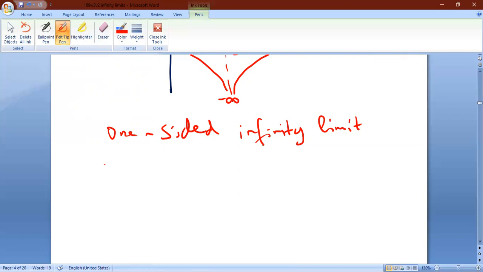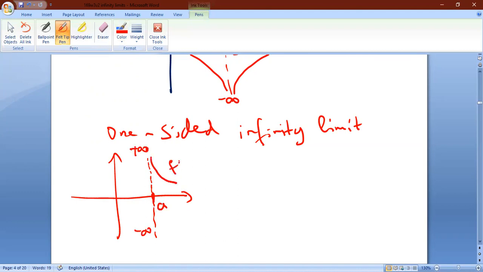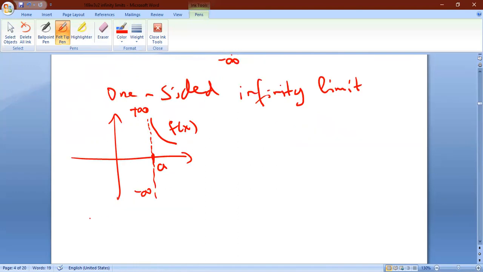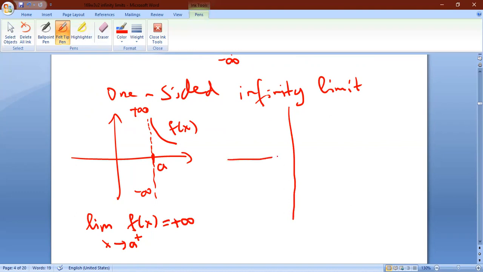So let's say we have some graph like this. Let's say this is a, and this is plus infinity, this is minus infinity, but the graph looks like this. Then this is the case where we say limit of f as x goes to a from the right side. So we say a plus, something bigger than a. I mean, x is a little bit bigger than a, but the closer it gets, the function is getting more and more positively large values.